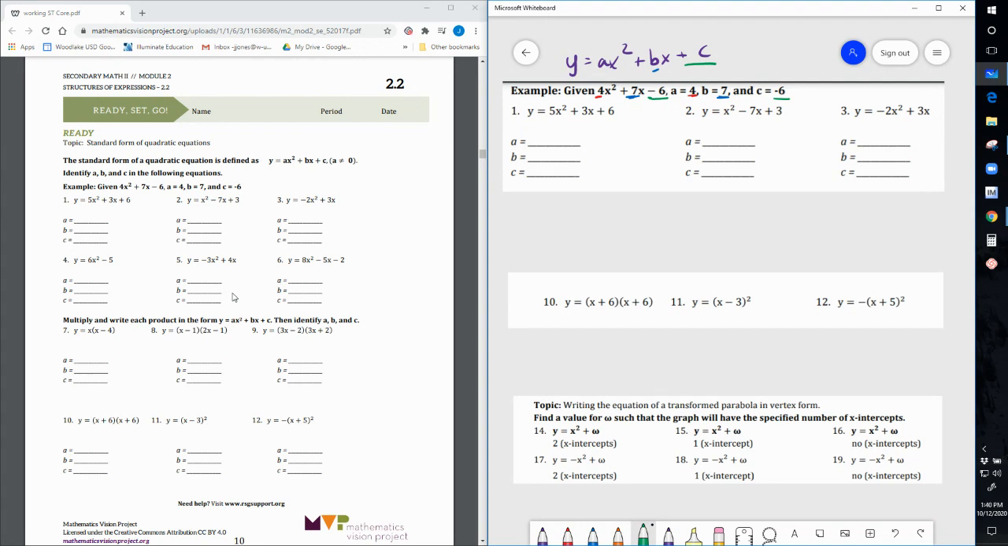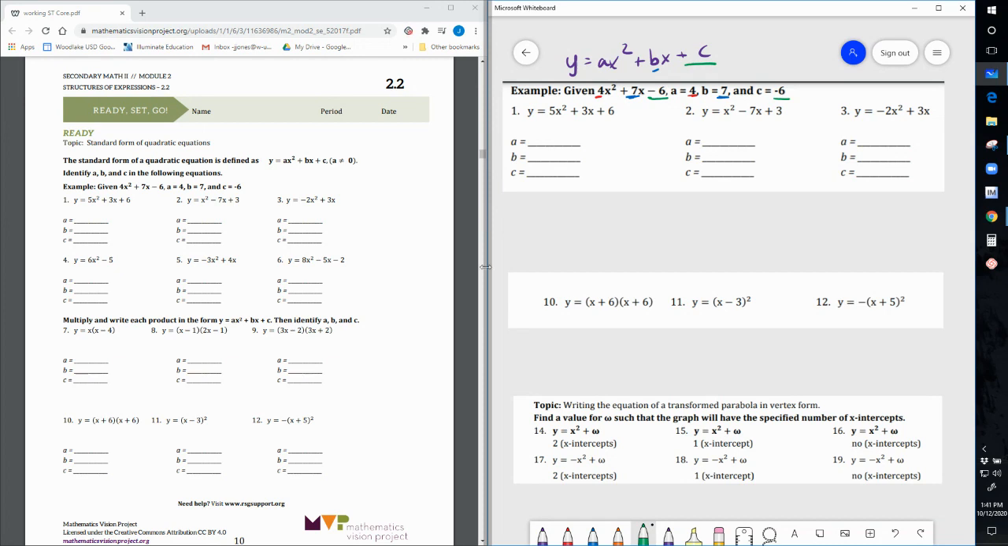If you're missing one of these 3 terms, what do you think the number is going to be? 0. Good. It's going to be 0. So all of them can be 0, except for the x squared term. If you're missing that, now you're not dealing with a quadratic anymore, because remember, a quadratic has to have that x squared term. So just a heads up. All right, 1 through 6 should be good to go.